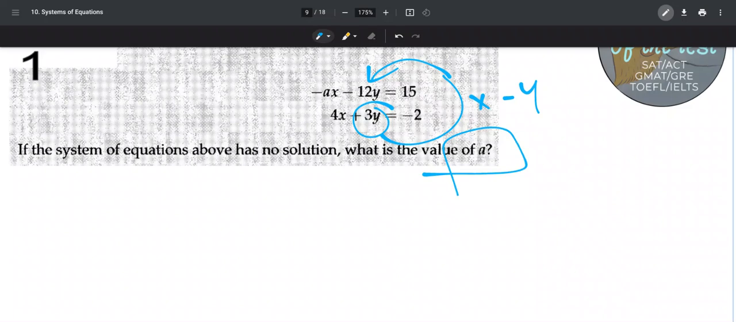And I can check that if I multiply negative 2 times negative 4, it gives me 8, which is going to be a different constant, and that's okay because I want a different constant. Again, no solution means the same equation, different constants.